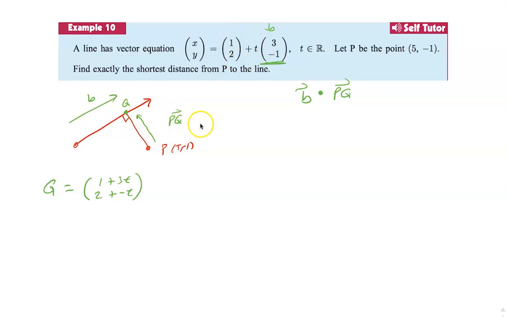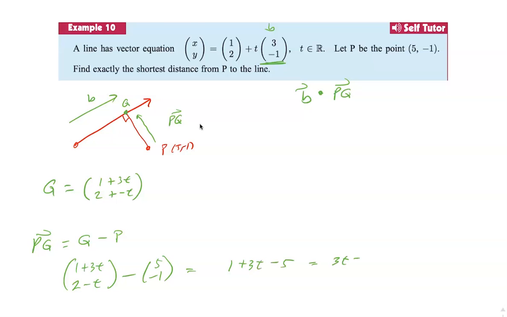What if I want PQ? How do I do PQ? Well, like we always do, tip minus tail. Q minus P. Q is this, minus P, which is 5, negative 1. So we're going to get 1 plus 3t minus 5, also known as 3t minus 4. And I'm going to get 2 minus t minus negative 1, which is just a positive 1, so 3 minus t. So this right here is PQ.